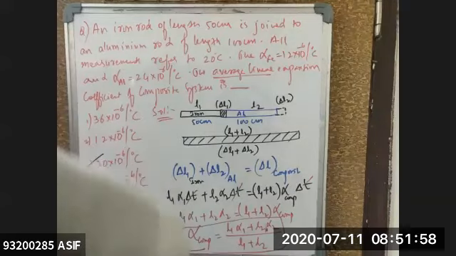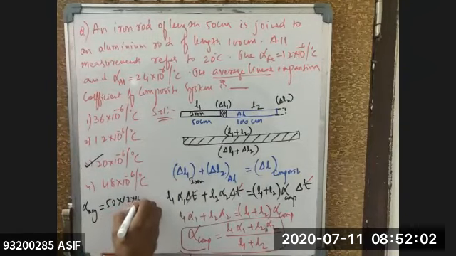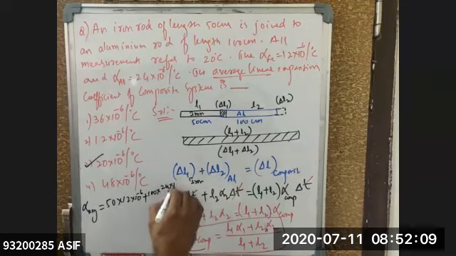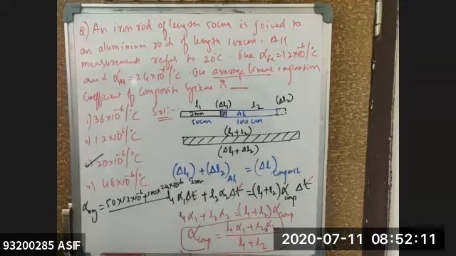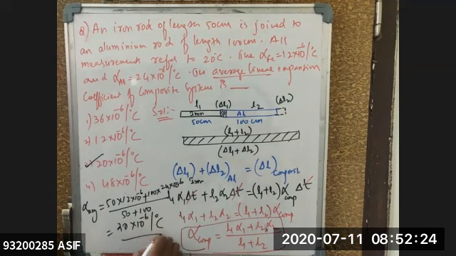So this one is 50 into alpha 1 value, which is how much, beta? Alpha 1 means I'll take for your iron. That is 12 into 10 to the power of minus 6, plus the next one is nothing but your 100 into 24 into 10 to the power of minus 6, divided by L1 plus L2. That is 50 plus 100. 10 to the power of minus 6 will become common. You simplify it, it will be approximately 20 into 10 to the power of minus 6 per degree centigrade. You should be getting the answer.